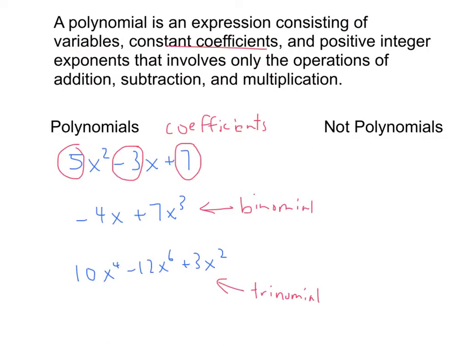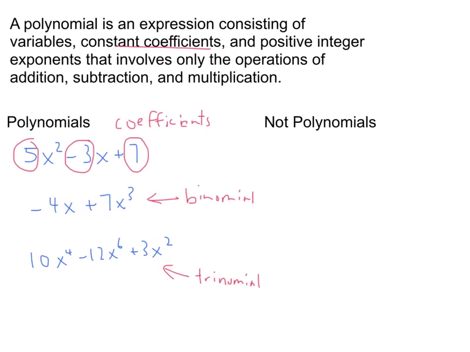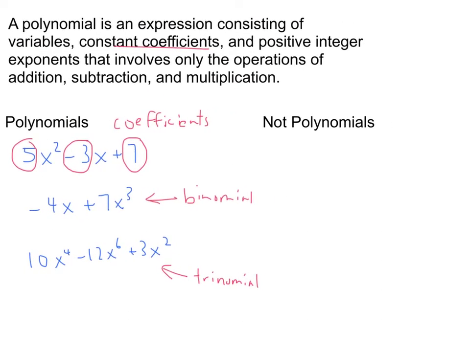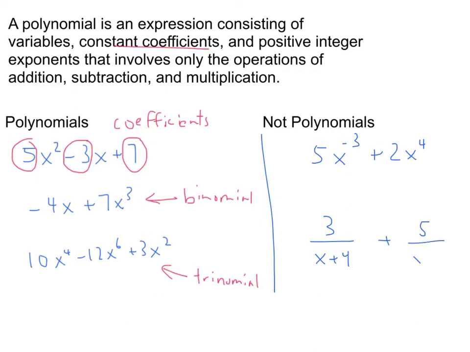Let me give you some examples of things that are not polynomials. Let me scroll over here. All right, so you'll notice that in our definition, we can only use addition, subtraction, multiplication, and we can only use positive integer exponents. So anything that doesn't follow that would be something that's not a polynomial. So something like this: 5x to the negative 3rd plus 2x to the 4th, right? We don't consider this a polynomial because we have a negative exponent. Also, if I had something like this: 3 over x plus 4 plus 5 over x squared, right? Because we're dividing by our variable here, that's not considered a polynomial.